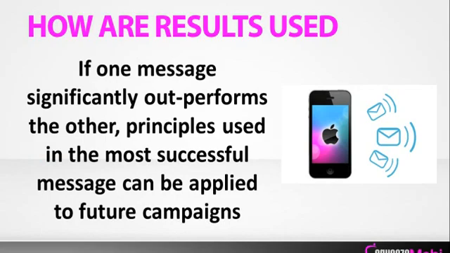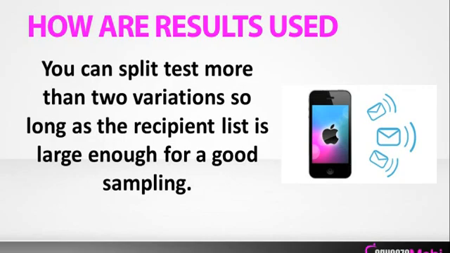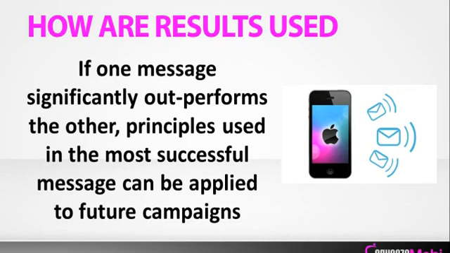All right. So how are you going to use these results? You've asked those questions, you've seen those factors and how they were different. As you compare them and see the results, you might see one message significantly outperform the other. So what you do is apply the principles used in the most successful message to future campaigns. And then you can split test more as you go along. You apply it to future campaigns, then test it with another variation, and as you continue, every round of split testing makes your campaign more efficient, and you're getting more bang for your buck, basically.